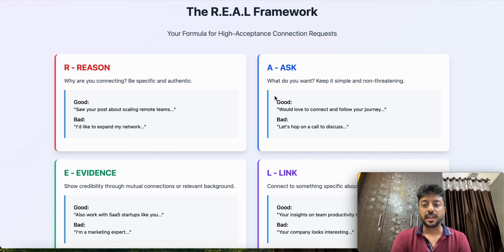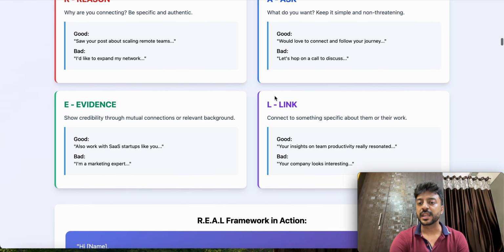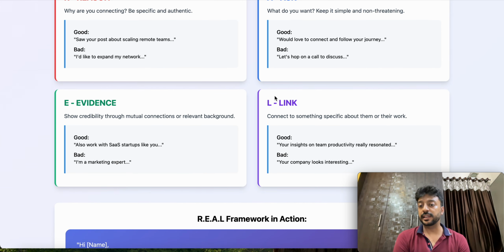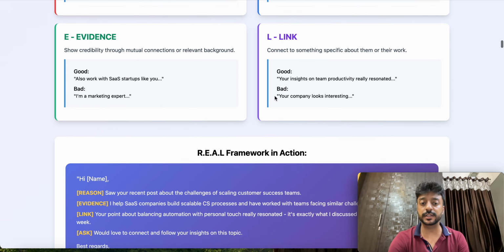Then what's the evidence? Maybe you have some mutual connections, or maybe I have worked with a similar SaaS like yours, or I have given them 7x revenue in your niche. Now I have evidence that yes, we can stay connected because I have something cool to offer you. And then the link, which can be a mutual link, or it can be linked to their work, or some PDF or other evidence, right? For example, your insights on team productivity really resonated. So now I can link you with how you are growing, right? So that is what you need to understand.